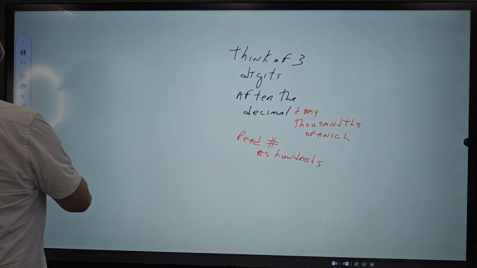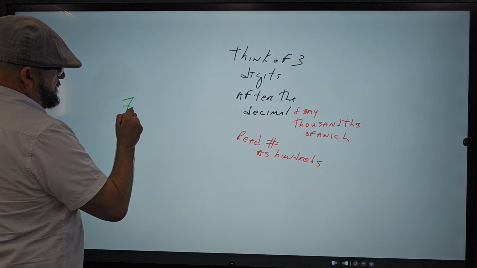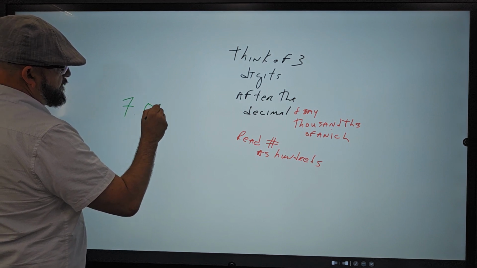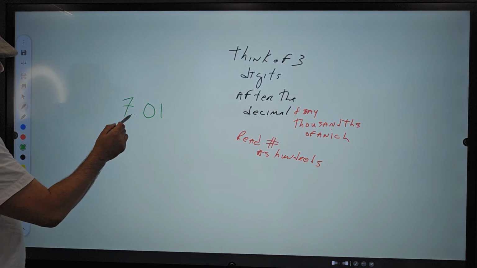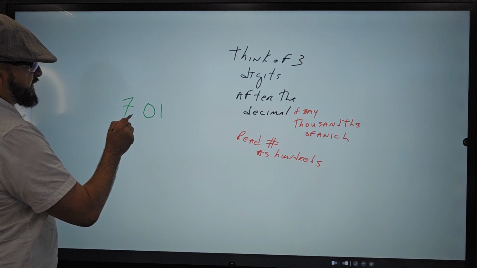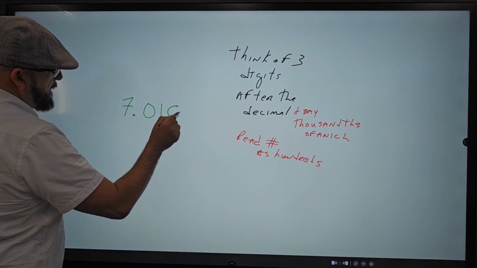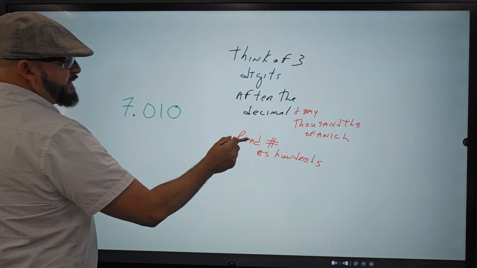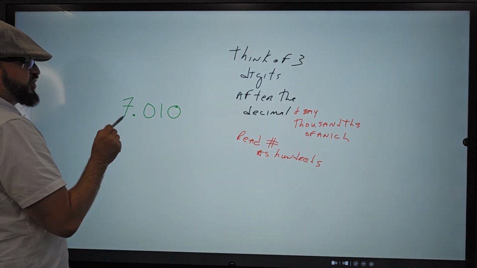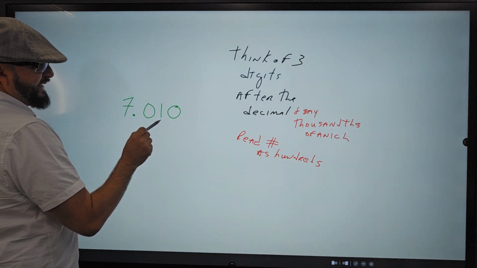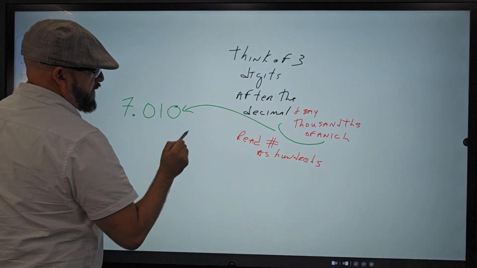So if you got a number like this, let's apply the rule. Think of 3 digits. Does this have 3 digits after the decimal? No, it doesn't. You're going to add one more. I'll add it with the same color. Now it becomes clear, and then you're going to read the number as hundreds. So this is 7 inches, 10 thousandths of an inch.